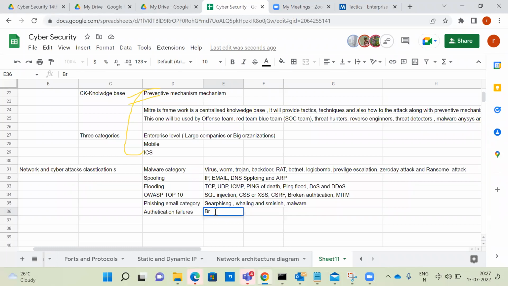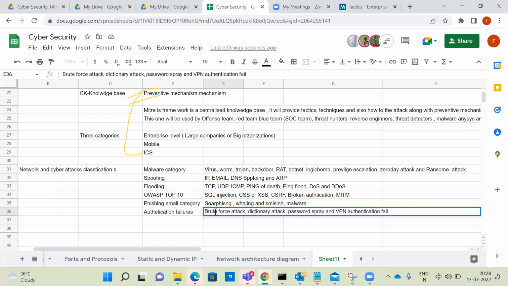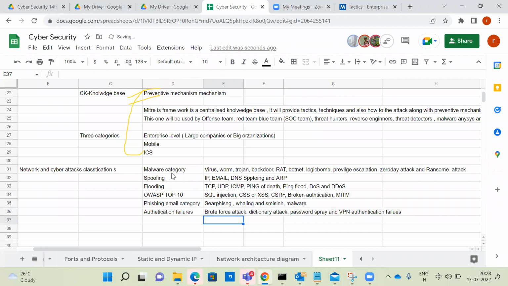Examples: brute force attack, dictionary attack, password spray attack, and VPN authentication failure attack, and so on. So that is about the categories of attacks.